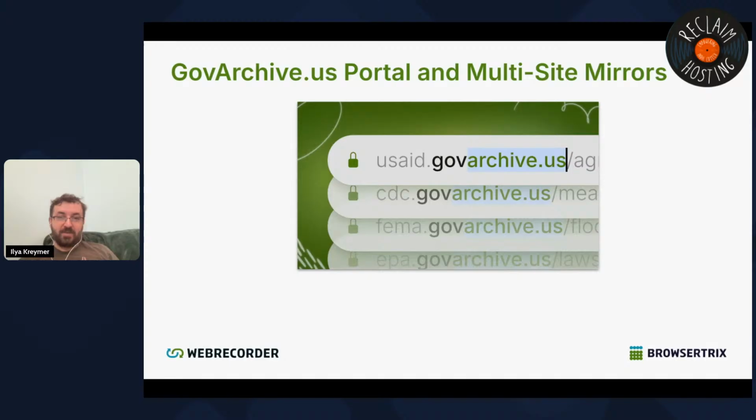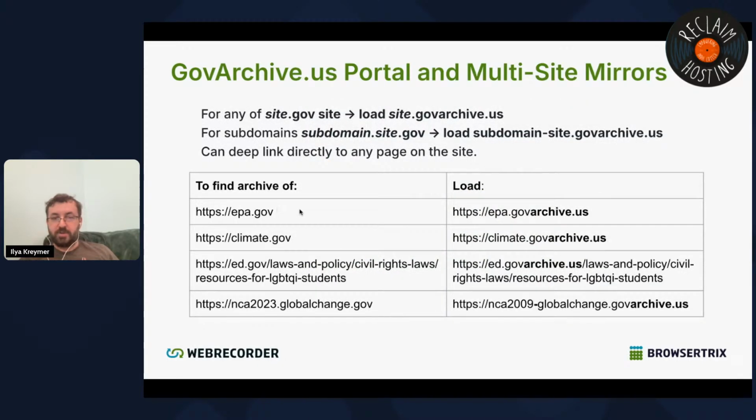And what we've done is we've actually created a multi-site mirror that extends this concept of a single site mirror, where you could essentially take something like usaid.gov, turn it into usaid.gov archive.us, cdc.gov, cdc.gov archive.us, and then you get mirrors of multiple sites with the same approach. And so this is a little bit more complicated. It basically involves wildcard DNS and some other custom configuration.